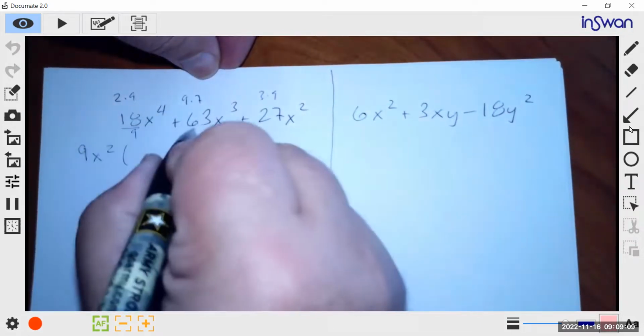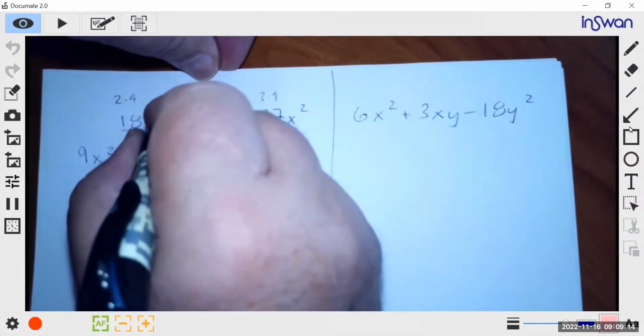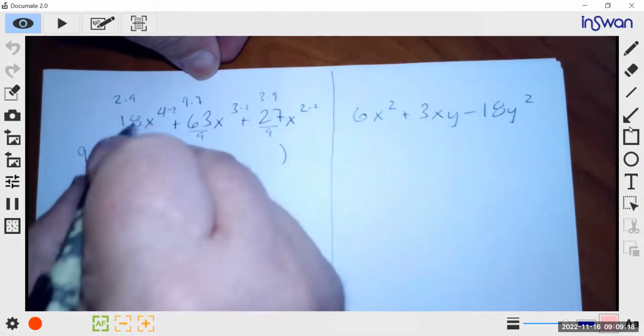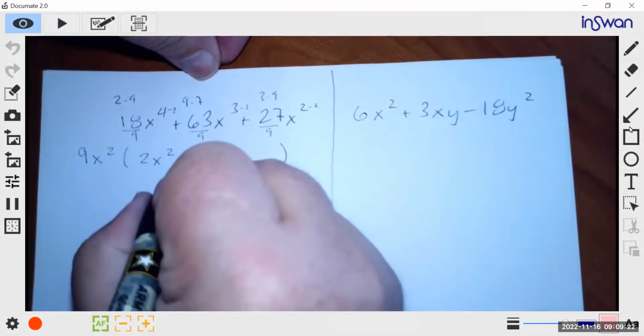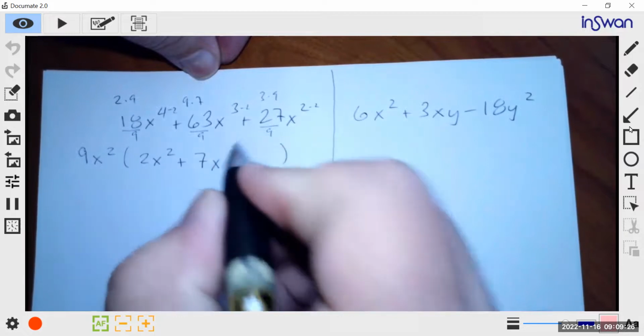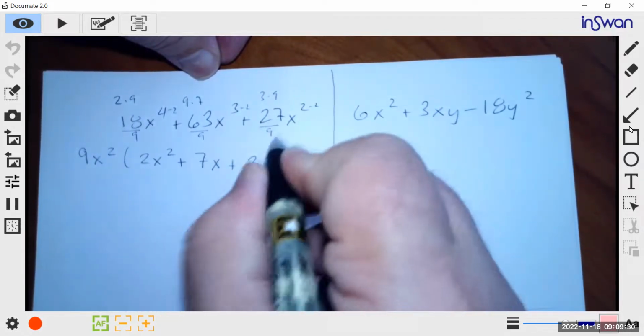So I divide by 9. And I subtract 2 x's from each of those. 18 divided by 9 is 2x squared. 63 divided by 9 is 7. Take away 2 x's. 27 divided by 9 is 3. No more x's.